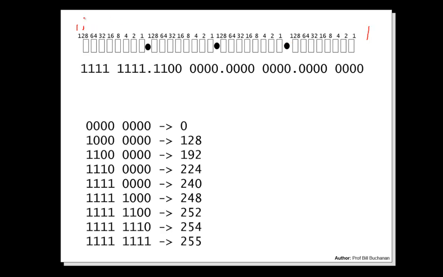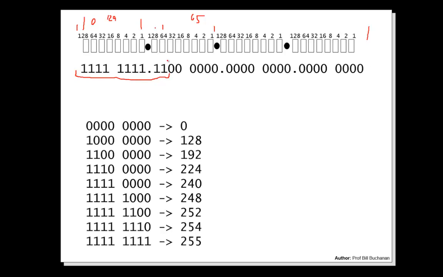So for example, if this was a 1 and then all zeros to here, that would be defined as 129. If we had a 0 and then a 1 and then all zeros and a 1, that would be defined as 65, and so on. And that would define our IP address. The thing that determines what part is defined as the network part is the subnet mask.